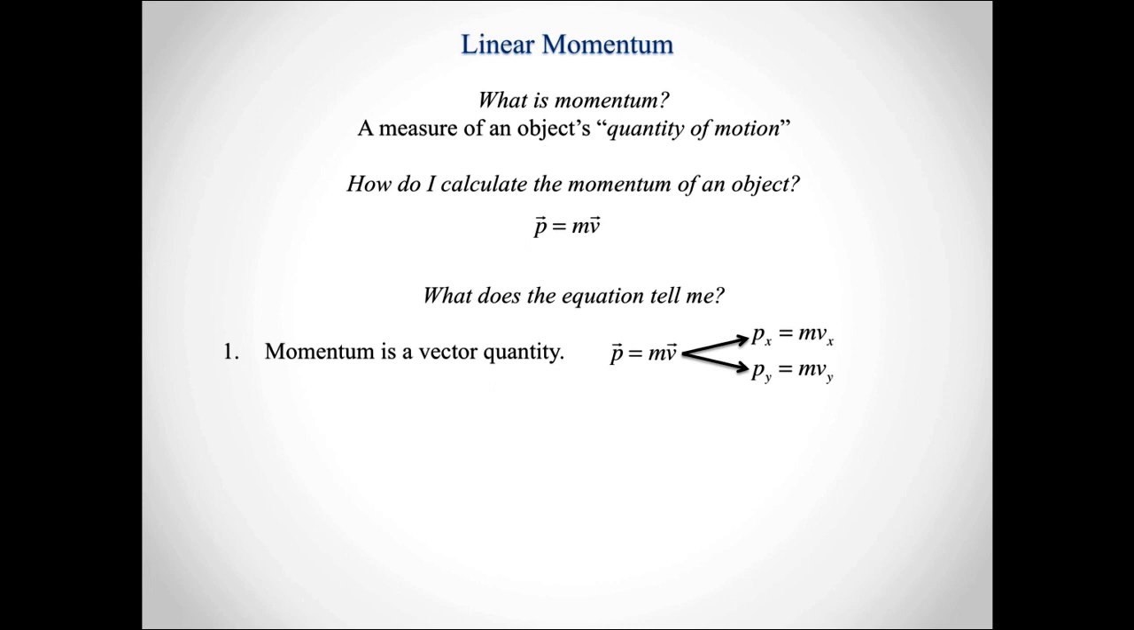Like any vector equation, I need to break it up into however many component equations I have that define what's going on in my space. Again, for this class, what we'll tend to do is work a lot of problems that are in two dimensions. So we'll often break up the momentum equation into two components, x component and y component. And because I know the mass is always positive, that means that the momentum vector and the velocity vector always point in the same direction, right?